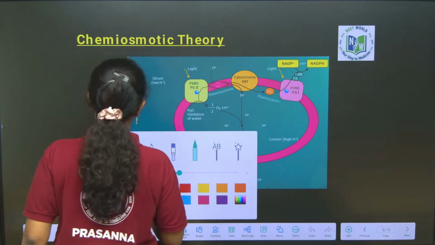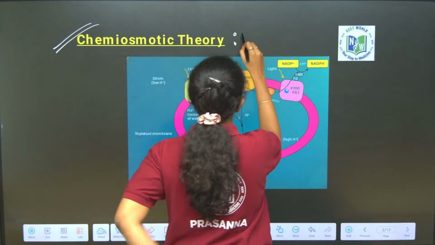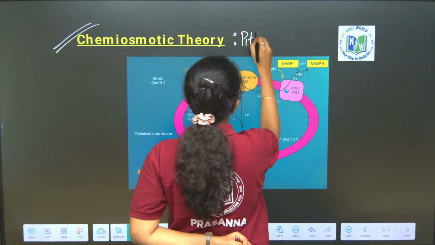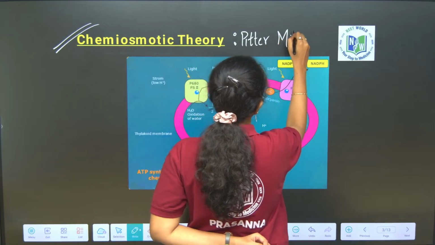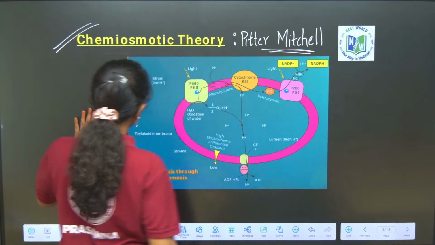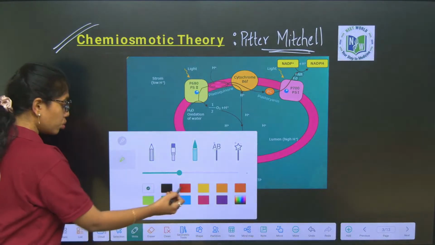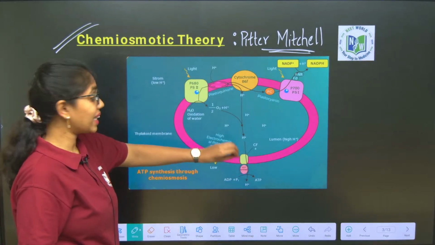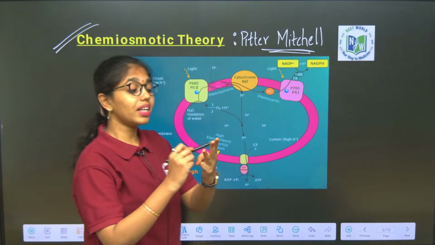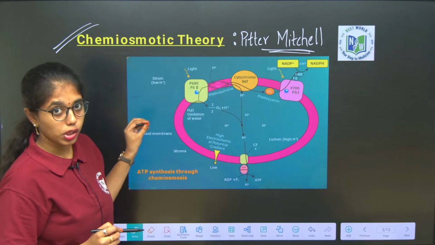Chemiosmotic hypothesis is given by Peter Mitchell. This chemiosmotic hypothesis suggests how ATP is being formed. To know how ATP is being formed by the electrochemical gradient here, first you have to remember the three events which happen in the non-cyclic photophosphorylation.